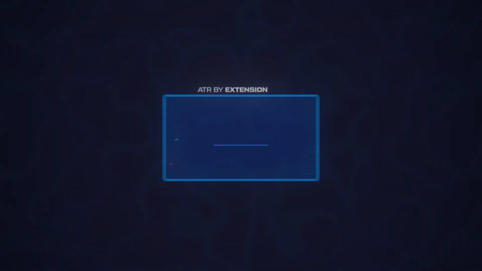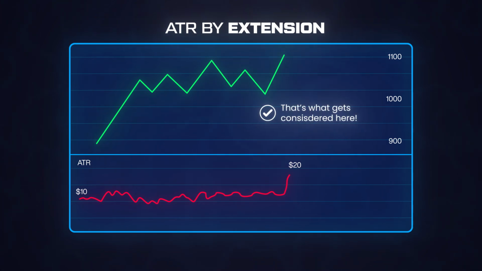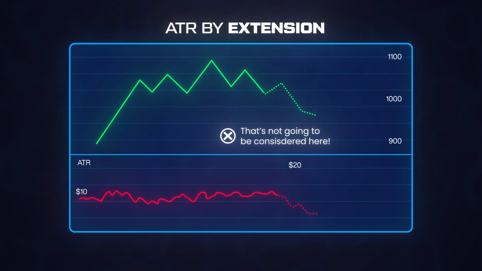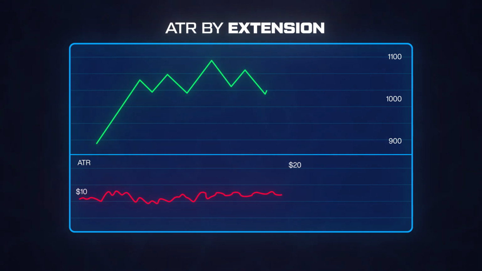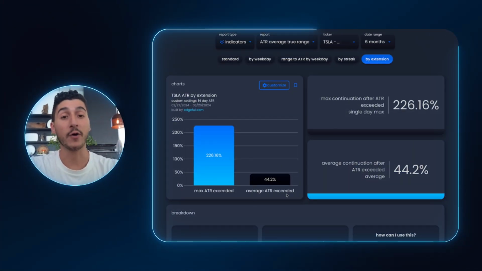So this report specifically checks for the days that exceed ATR. So let's say the daily ATR is 10. If price goes $11, $12, $13, $14, $15, that's what gets considered here. If the ATR is 10 and price moves $5, that's not going to be considered here. It's only the days that exceed ATR. And specifically, how much more than ATR do they normally go?